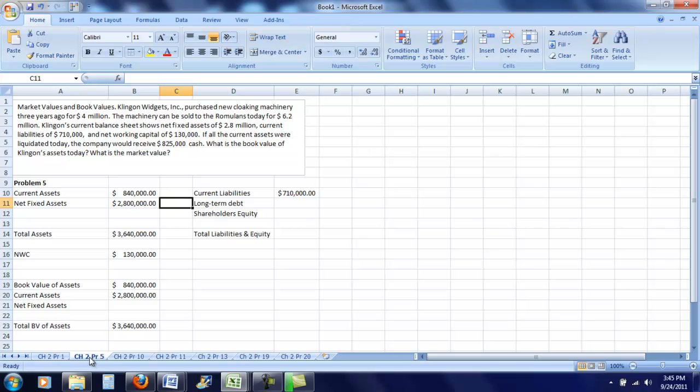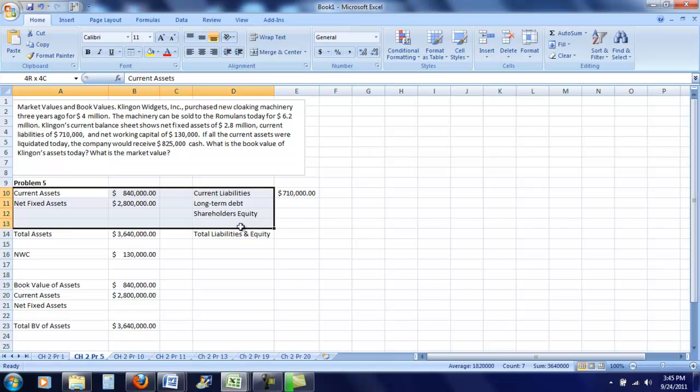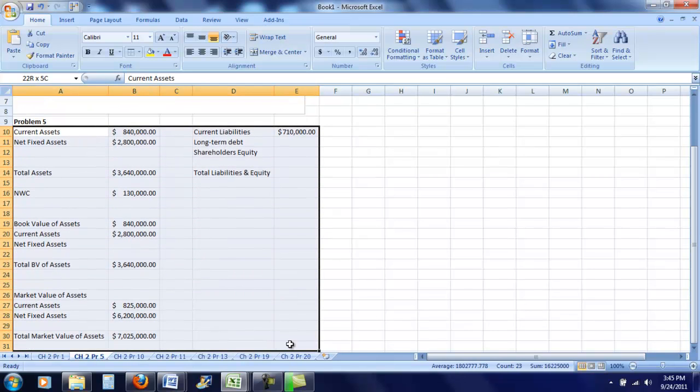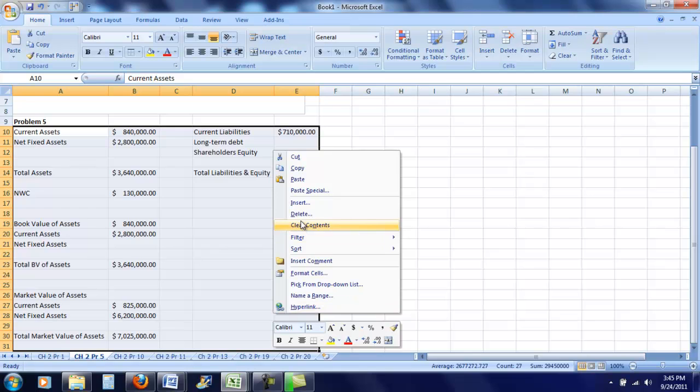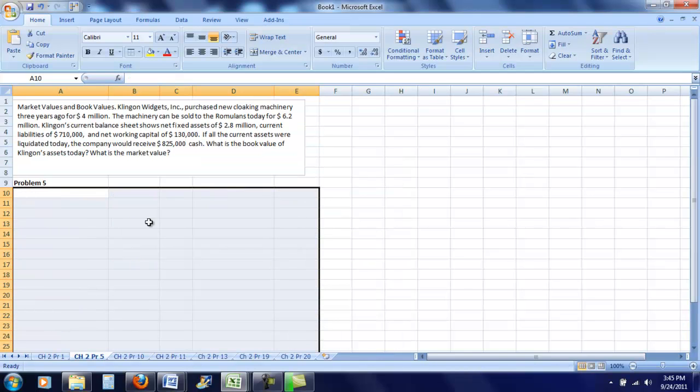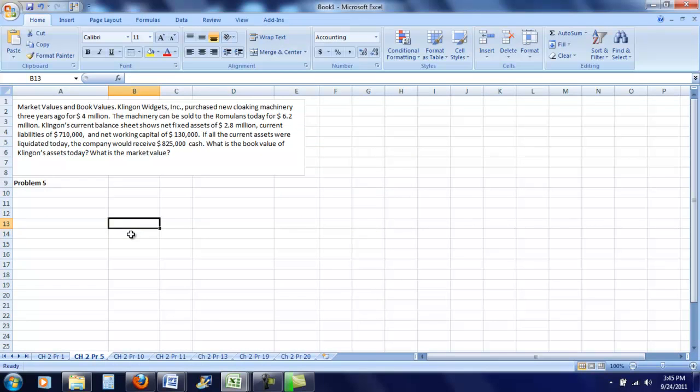The next problem we have in Chapter 2 is problem 5. I already did some work here, so I'm actually going to clear my screen. Problem 5. This is talking about market value and book value. Klingon Widgets purchased new cloaking machinery 3 years ago for $4 million. Now if they purchased it, that's historical cost. So that is book value.